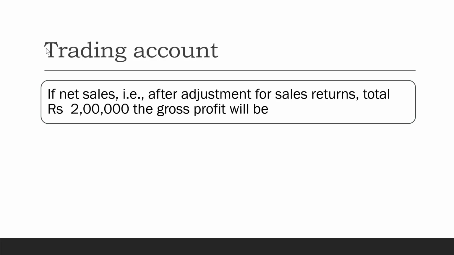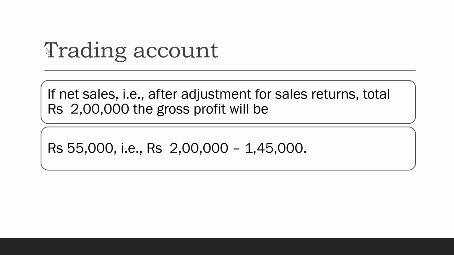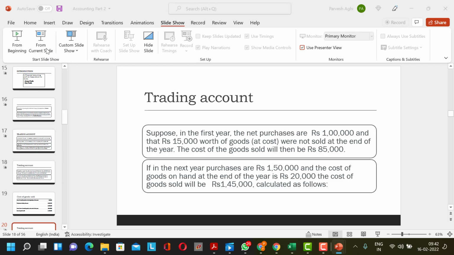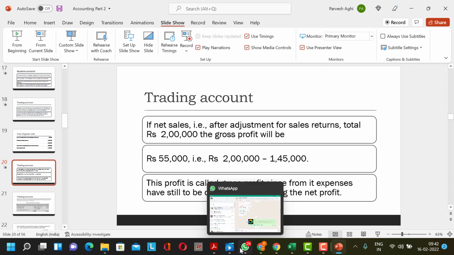If net sales, that is, after adjustment for sales returns, total rupees 2 lakh, the gross profit will be rupees 55,000. That is rupees 2 lakh minus 1,45,000. So that means your sales minus your cost of goods sold. Your cost of goods sold is 1,45,000, and you have made sales of 2 lakhs. So you have sold goods worth 1,45,000 at a price of 2 lakhs. So what is your gross profit? 55,000.